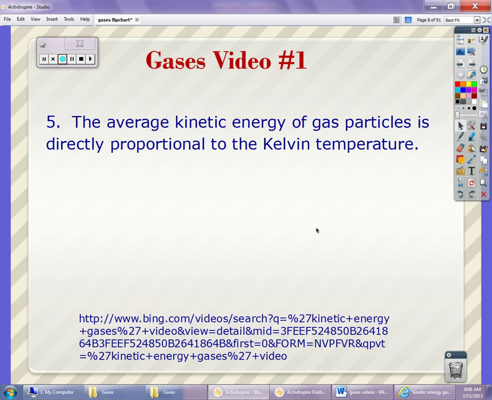The last one has to do with the average kinetic energy of gas particles. The average kinetic energy is going to be directly proportional to the Kelvin temperature, which means if the temperature goes up, the kinetic energy is also going to go up. And because kinetic has to do with motion, it means that the speed of the particles will also increase. They're all going to be directly proportional. One goes up, the rest goes up. What does this look like in motion?